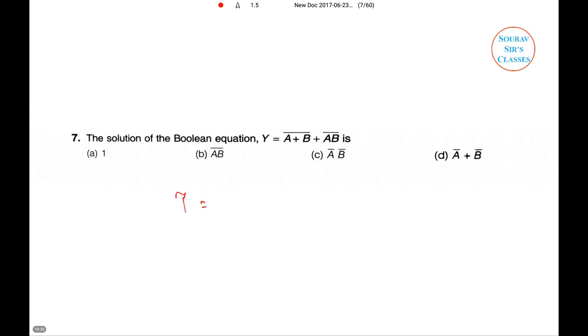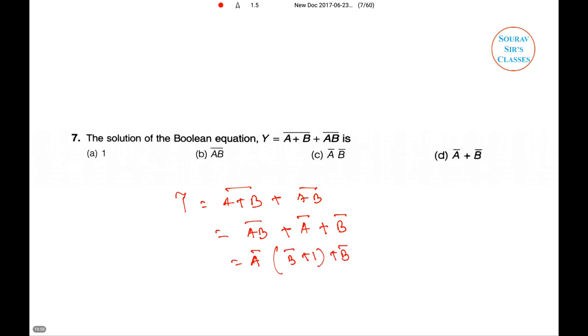If it is y is equal to a plus b whole bar plus a b bar, you can write it as a b whole bar plus a bar plus b bar. Now taking a bar common from the first two expressions, we will get b bar plus 1 plus b bar. So that will be a bar plus b bar, because we know that b bar plus 1 is equal to b bar.